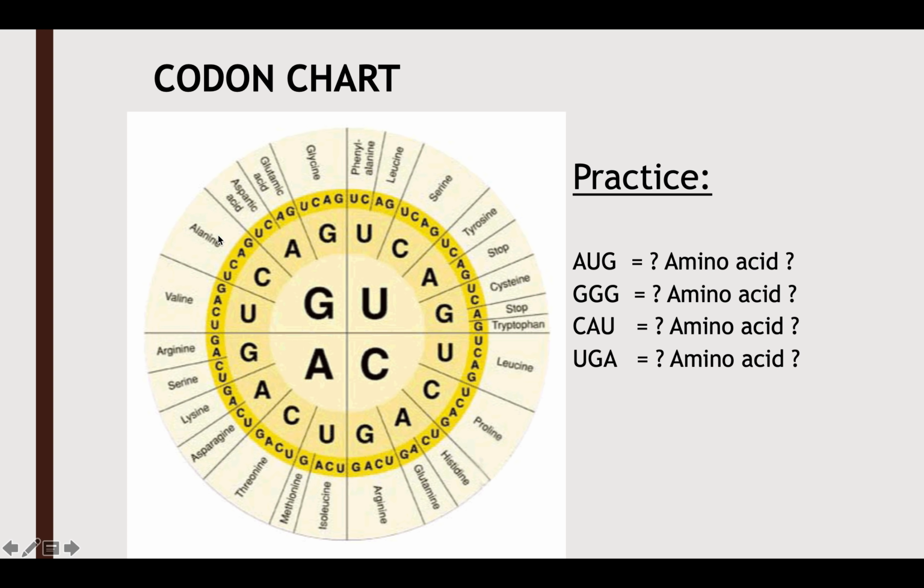What I'd like you to do is to try to see if you can use this chart. Remember, first letter in the inner ring, second letter in the second ring, third letter in the outer ring, and you follow that out to find what it is the code for. I'd like you to pause the video now and try those on your own. Practice is the only way you're going to know if you know how to do it or not. So this is your chance to try 4 now.